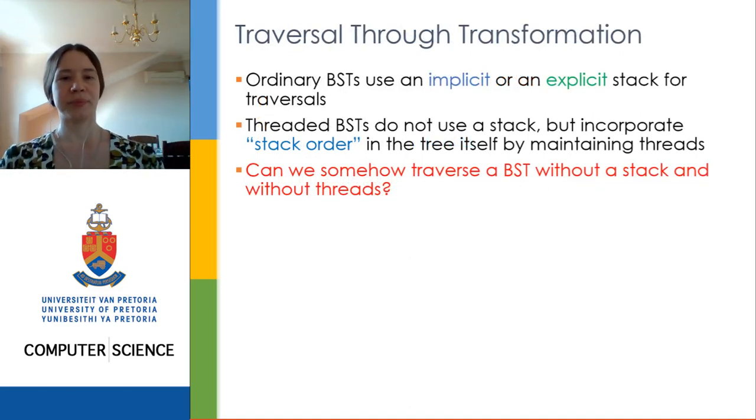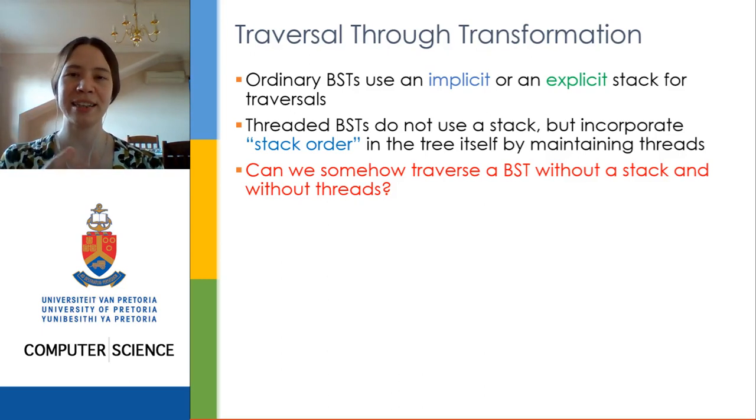So this is all good and well. We have now determined that ordinary binary search trees either use an implicit or explicit stack for in-order traversals, for depth-first traversals, rather shall I say. Threaded BSTs do not use a stack, but they still maintain some extra variables, right? They still modify the original data structure. Yes, they do not use an external data structure, but you can't just use the good old standard BST and print everything without a stack. You need to modify it somehow to kind of preserve the stack order, in our case using threads.